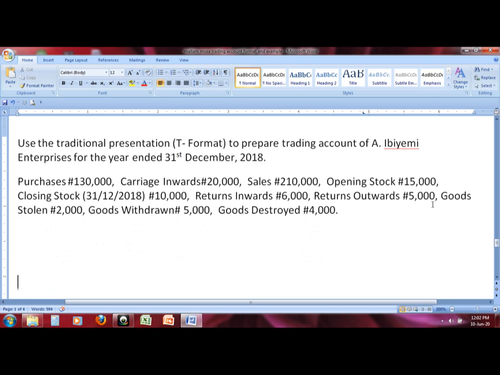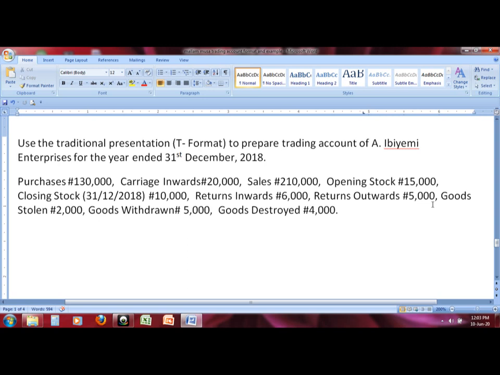Return inward, you have 6,000. Return outward, you have 5,000. Goods stolen, you have 2,000. Goods withdrawn, you have 5,000. Goods destroyed, you have 4,000 naira. This is an assignment for you, my students. Try to do it. Inshallah, by next week we are moving on to profit and loss account.